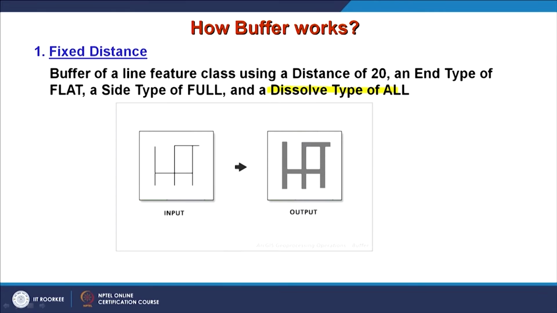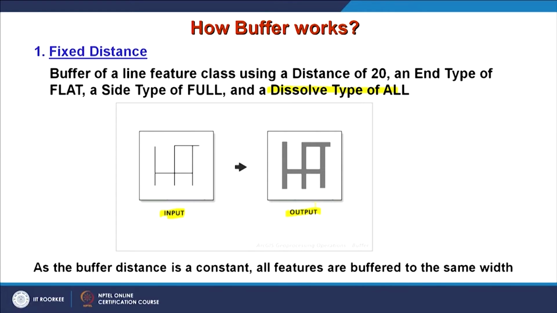So, when we put all these conditions, this is, for example, my input which is a polyline, and this is how the buffer has been created. Finally, these have all been dissolved, and this is how I see the output. So, for a road network or a street network within a city, such kind of buffers can also be created. Now, in this example the buffer distance is constant, and all features are buffered to the same width.